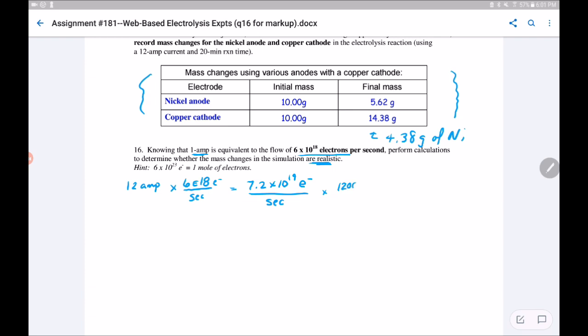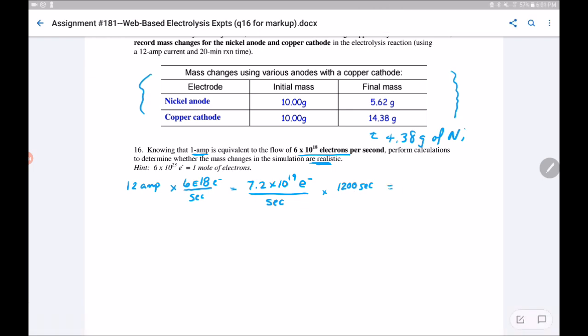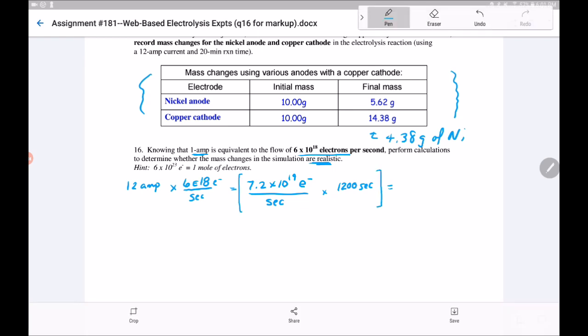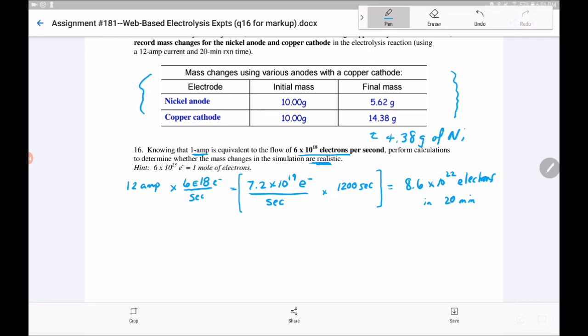The time of the experiment was 20 minutes. That's 1,200 seconds. So if it's this flow per second, and we had 1,200 seconds, we get a large number of electrons transferred. My calculator says 8.6 times 10 to the 22nd electrons flowed in 20 minutes. All right, so that's part one of the calculations. I'll do the second part in a different color.